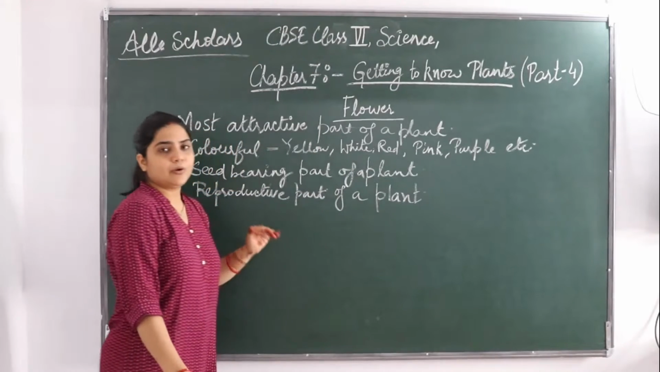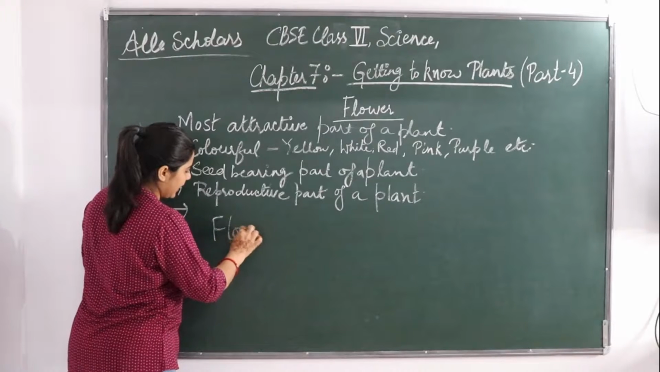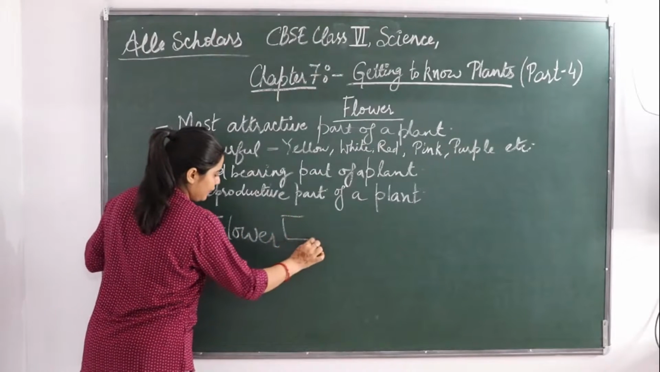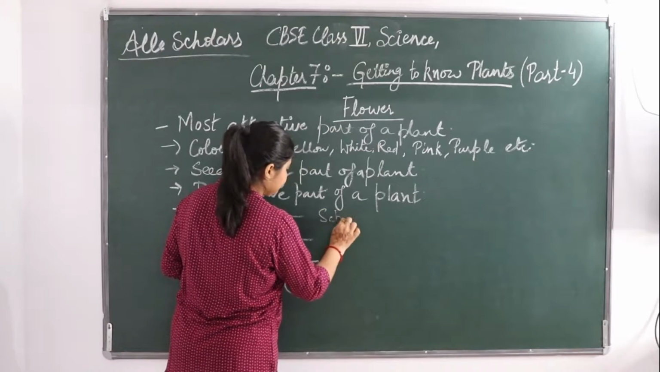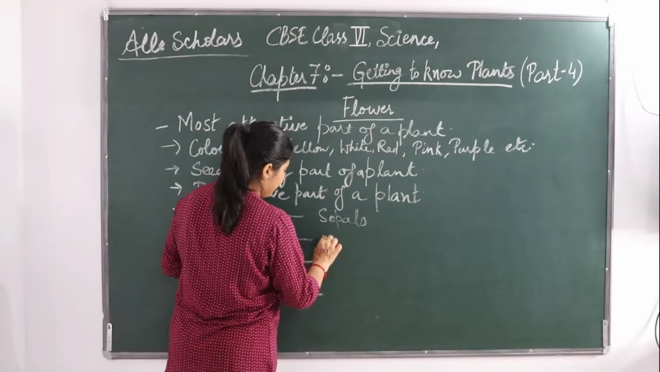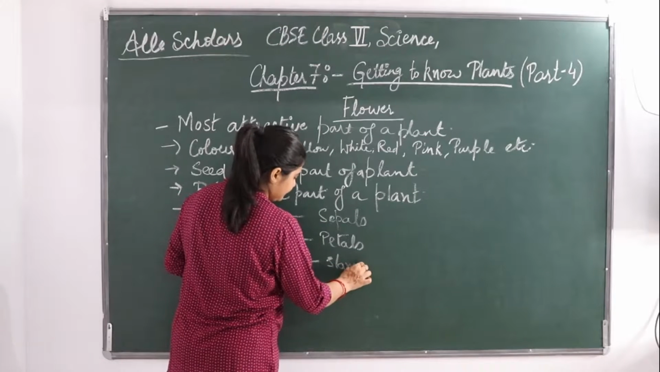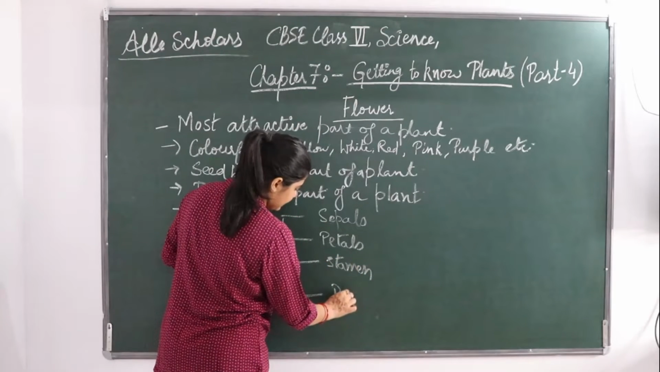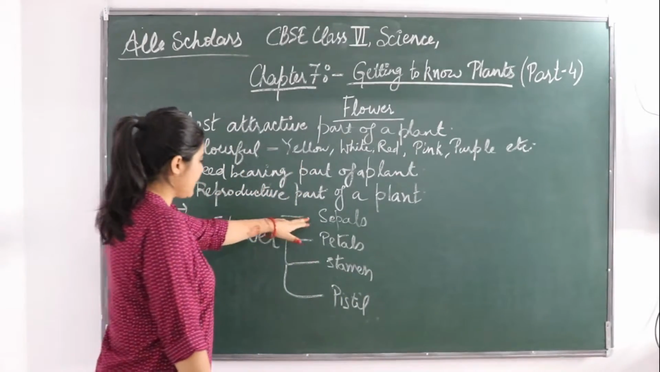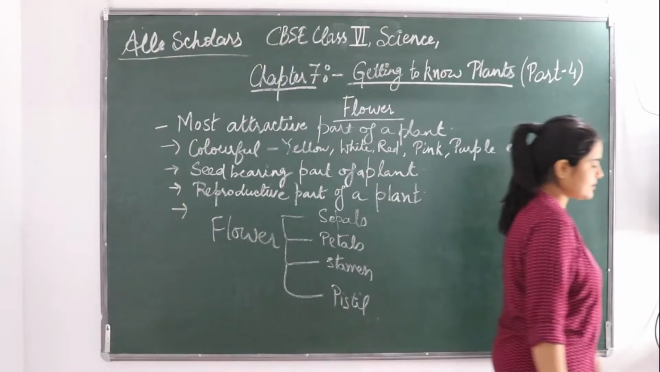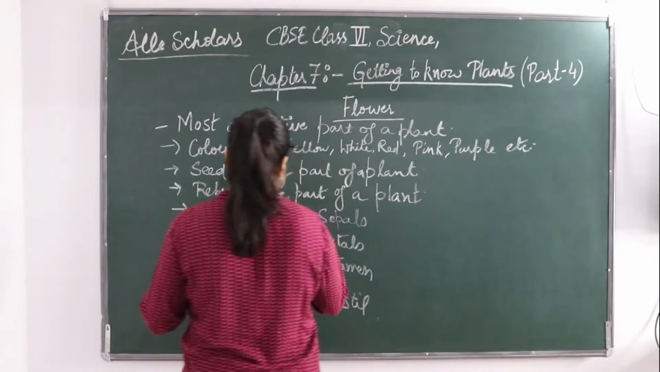Okay. Now if we talk about the parts of a flower, we will see that this flower can be divided into main 4 parts. So sepals are there, petals are there, the stamen is there, and the 4th one is pistil. These are the 4 main parts: sepals, petals, stamens and pistils. Now these parts of the flower usually form a ring or a whorl.